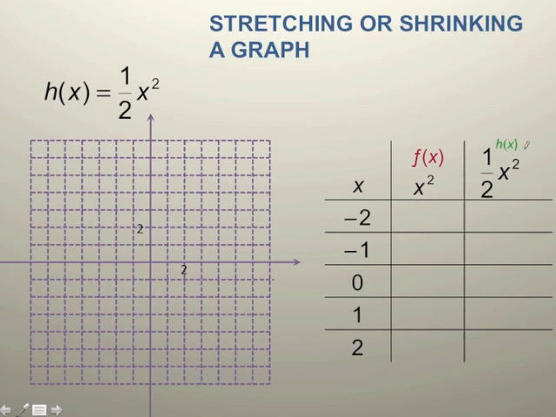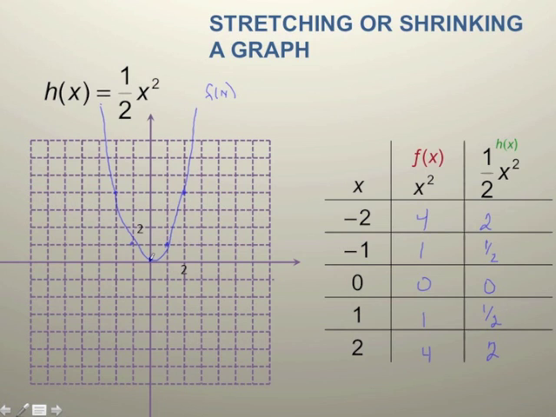Let's see what happens when we take the same function and take it times 1/2. So we'll still have the 4, 1, 0, 1, 4. So we'll have our basic function here, and we should, as I said, be able to know what that one is pretty easily. That's my f of x. Now we're going to take half of that. So half of 4 is 2, half of 1 is a half, half of 0 is 0, half of 1 is a half, and half of 4 is 2.